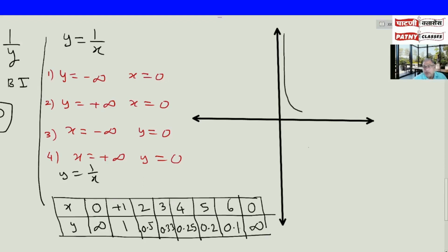As x increases, y decreases. Similarly, for negative values of x, the graph shape is like this. And asymptotes, the x-axis is the asymptote. This is the x-axis. This is the asymptote, and the y-axis is also an asymptote.